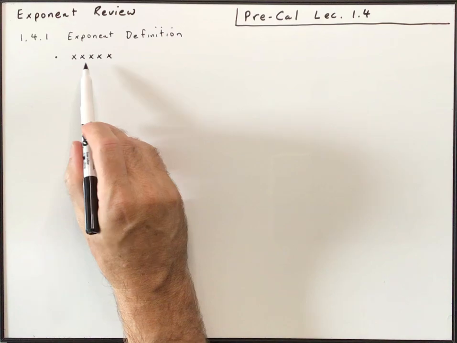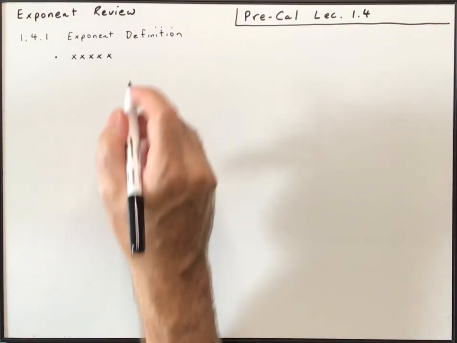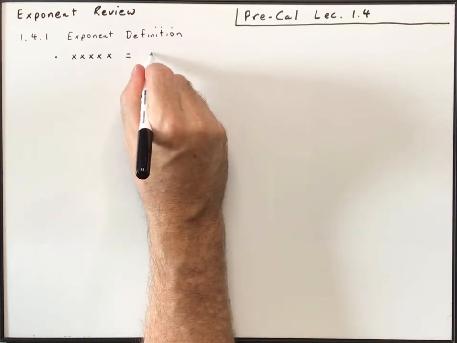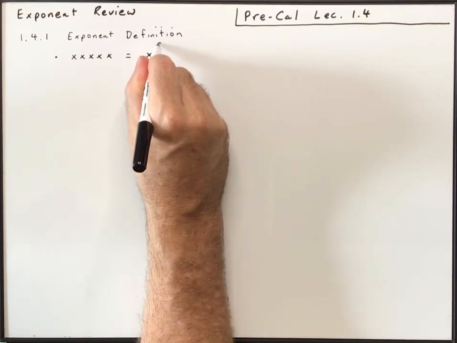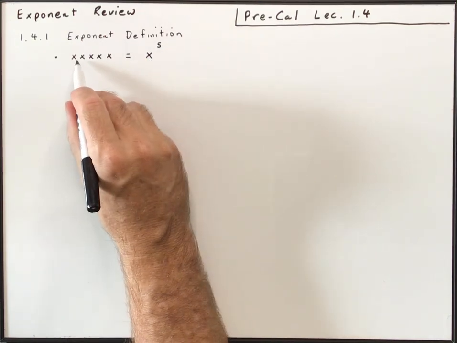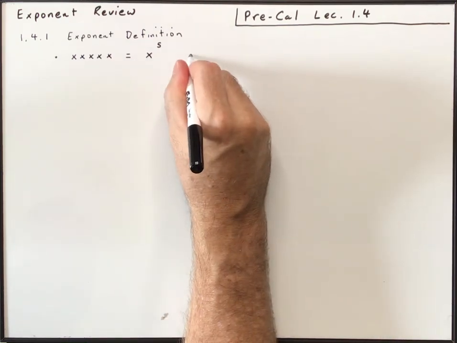So we could write it out that way, multiplying five x's, but that's really not a very efficient way to write it, is it? A better way to write that is x to the fifth. That means the same thing: you multiply x by itself 5 times. We call that x to the fifth.